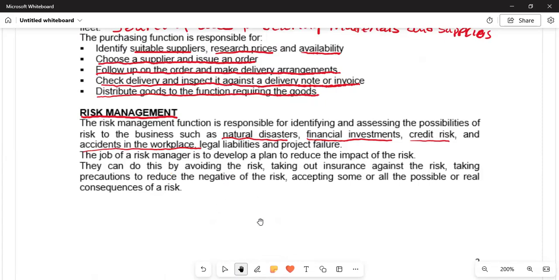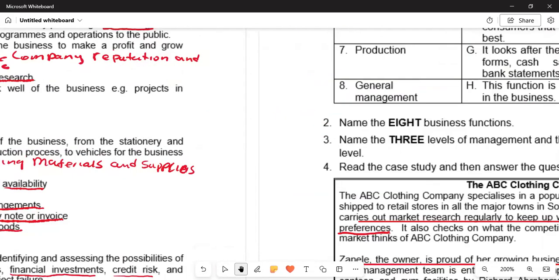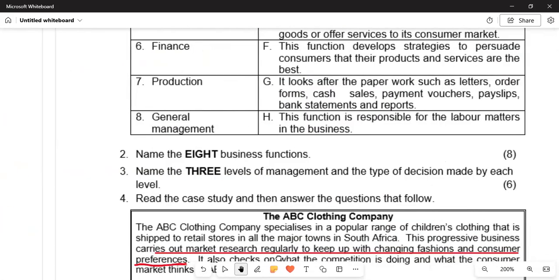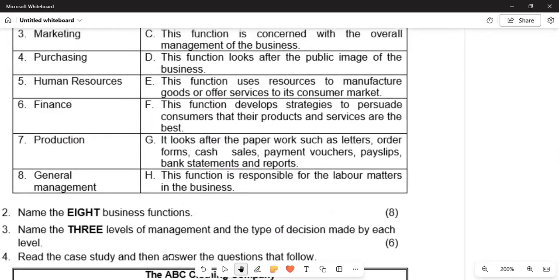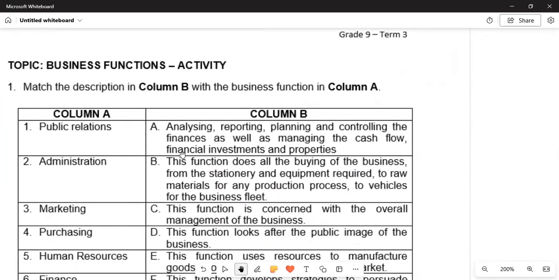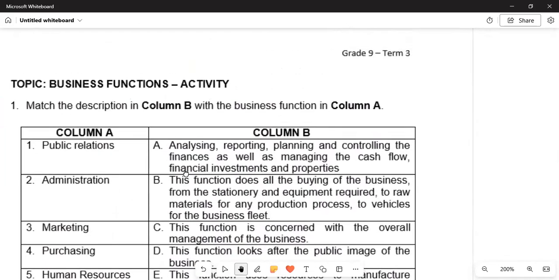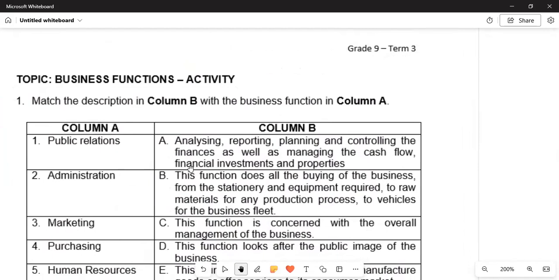So these are the functions of the business management. Now we are to move on to, make sure that we are still on one page. Make sure that you are still with me. So now we are going to test ourselves with these questions under business functions, so that we can see if we are still together and we understand what is going on.